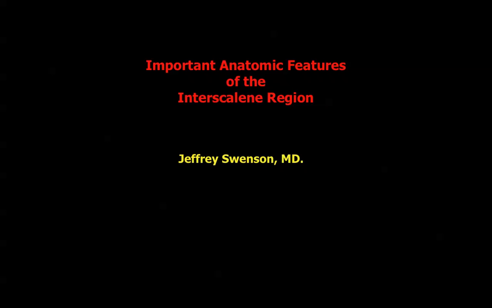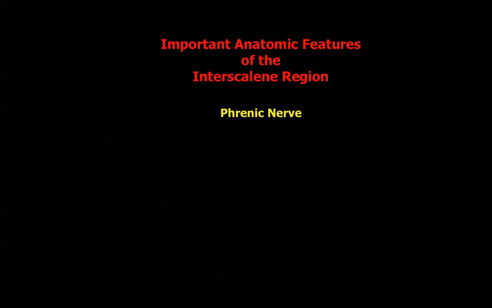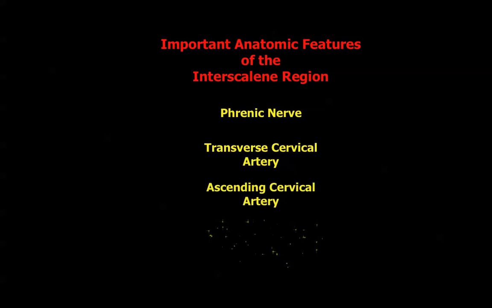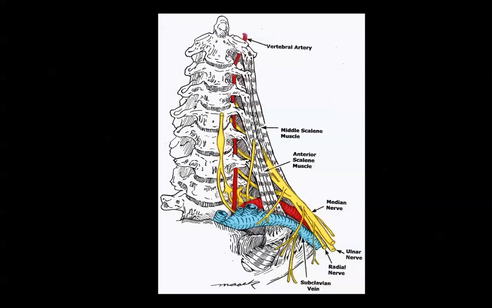We're here to continue our discussion on interscalene brachial plexus blocks. We'd like to point out some important anatomic features of the interscalene region. Specifically, we'd like to talk about the path of the phrenic nerve, also the transverse cervical artery, the ascending cervical artery, and some intramuscular elements of the brachial plexus found within the substance of the middle scalene muscle.